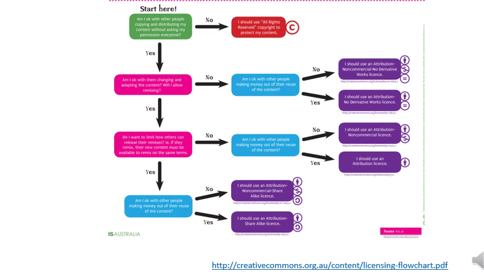So how do you decide which Creative Commons license to use? Creative Commons Australia has created a flowchart that helps you choose which license you need to reserve the rights you want to reserve while sharing the rights you want to share. It's linked in the readings. There are also other flowcharts or tools and charts available on the internet that provide comparable information.